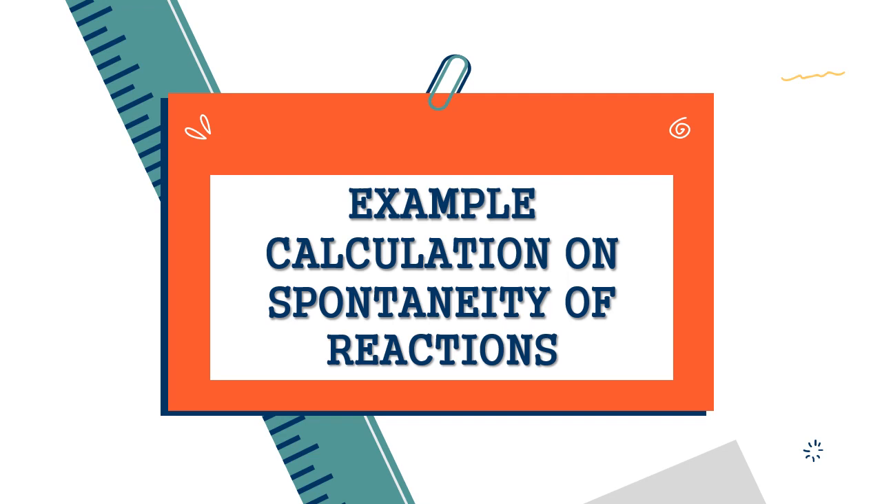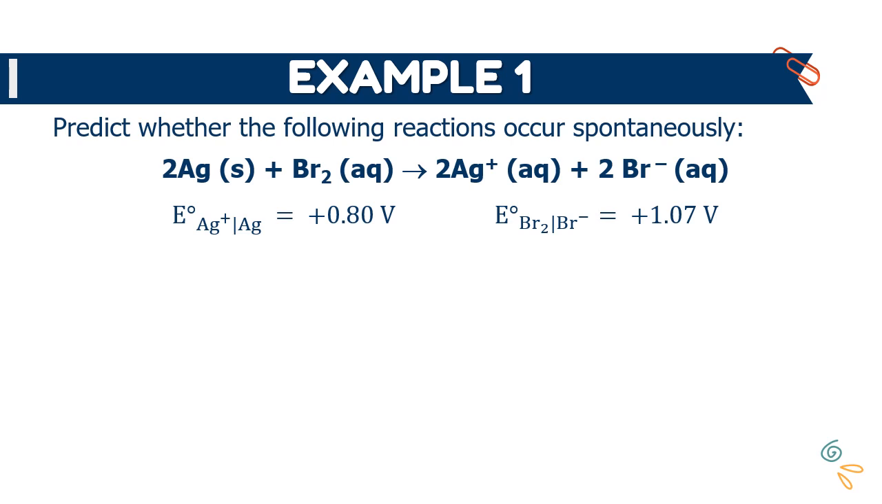Let's take a look at example 1. Predict whether the following reaction occurs spontaneously. I have here 2 Ag solid plus Br2 to produce 2 Ag+ plus 2 Br minus. For this kind of question, you don't have to determine the cathode and anode based on the E naught cell.